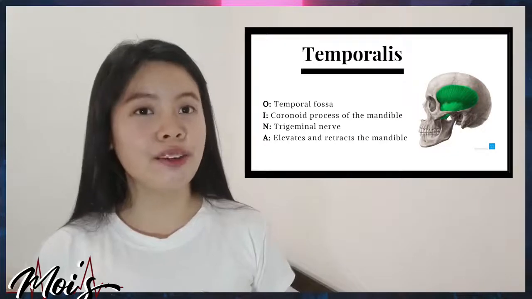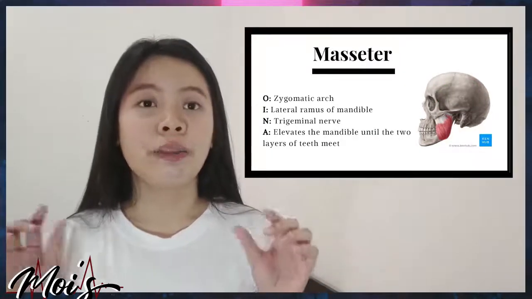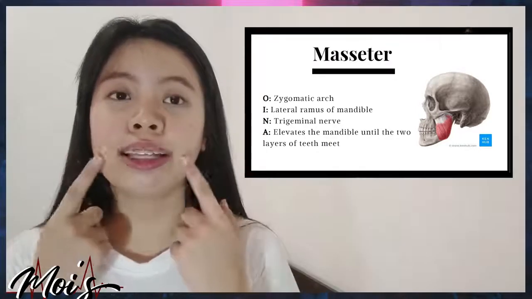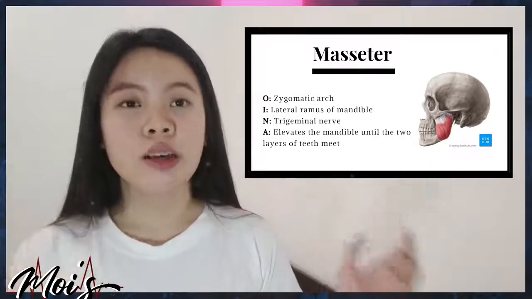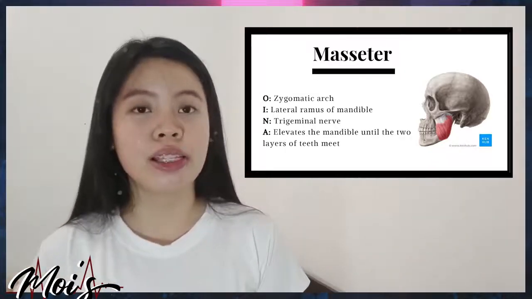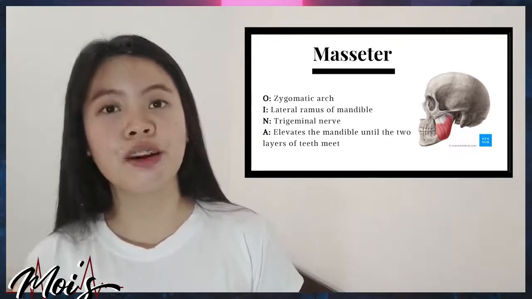Next we have our masseter. This muscle functions in elevating our mandible so that our two rows of teeth will meet. This muscle originates from the zygomatic arch and it inserts into the lateral ramus of our mandible.